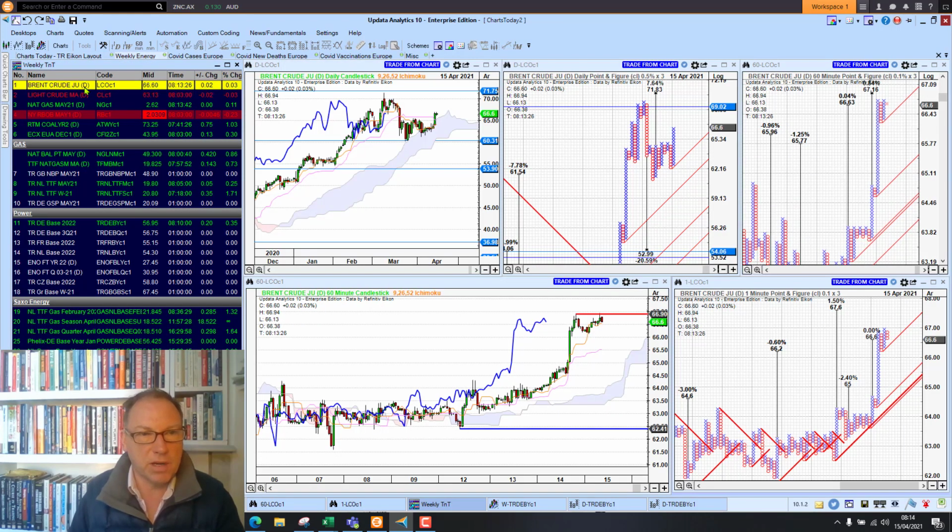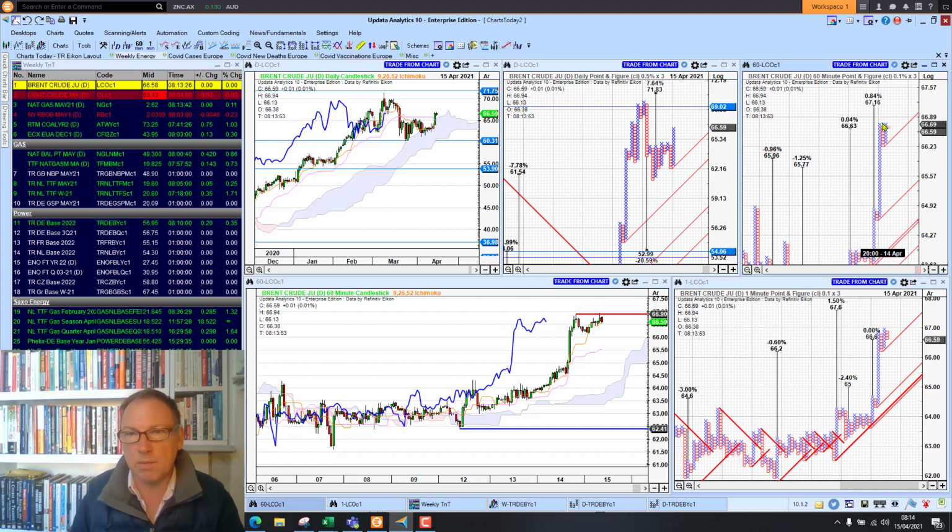Energy mix, Brent crude has gone higher. These targets that were given in the week are now being met. We've got a new medium-term upside target. Notice how these targets have all been met. Finding support on the cloud.